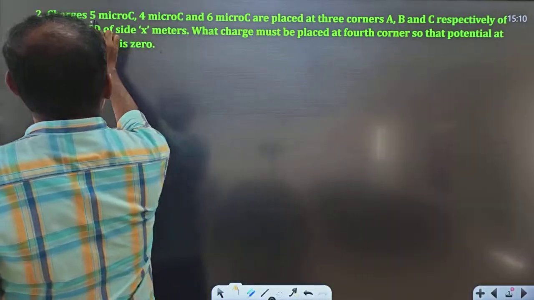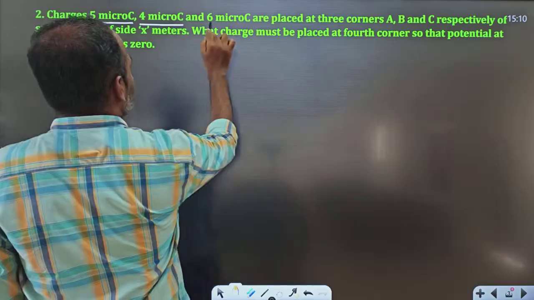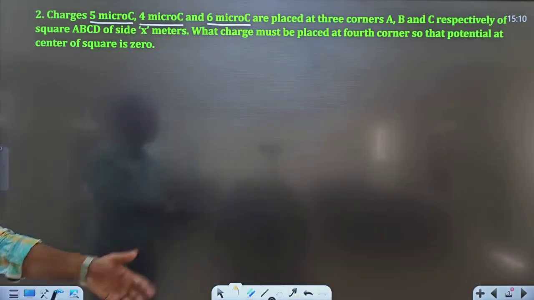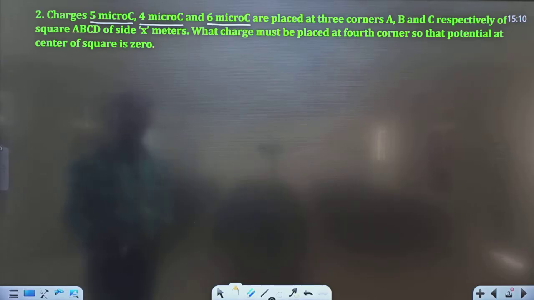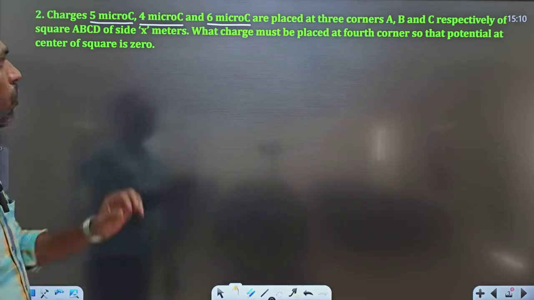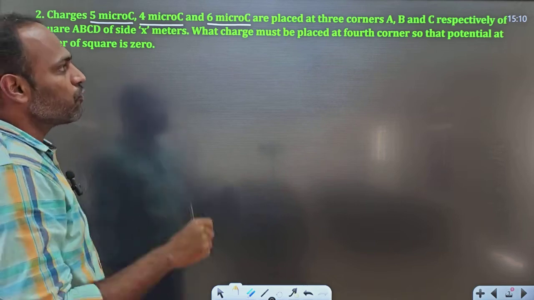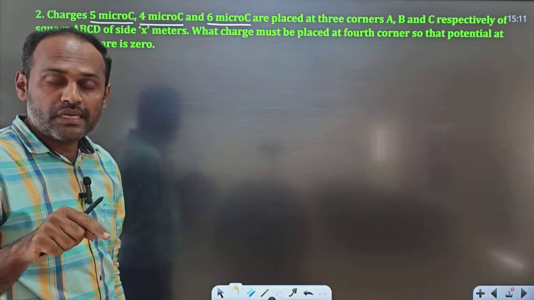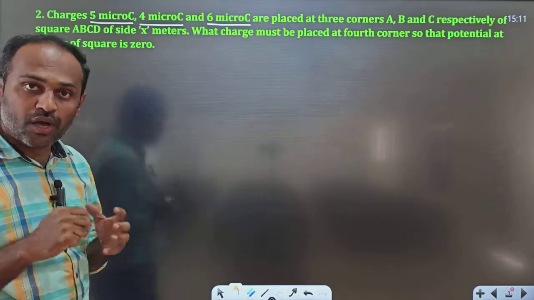Charges 5 microcoulomb, 4 microcoulomb and 6 microcoulomb are placed at 3 corners A, B and C respectively of square ABCD of side x meters. What charge must be placed at the 4th corner so that the potential at the center of the square has to be 0?